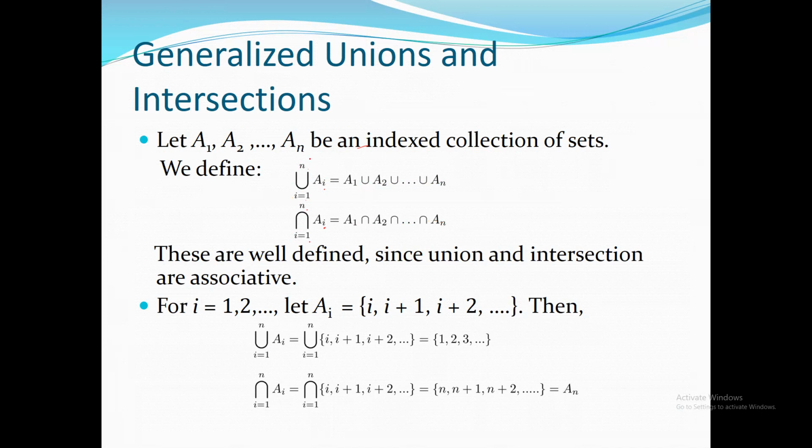Say for example N is 5, right? So this will go from 1 to 5. That means we have 5 sets, right? These are well defined since union and intersection are associative. So for I going from 1 to infinity, let A of I be the sets with indices I, I plus 1, I plus 2, and so on. Then the union of A of I for I from 1 to N gives the result. And similarly, it goes for the intersection of the multiple sets, right?